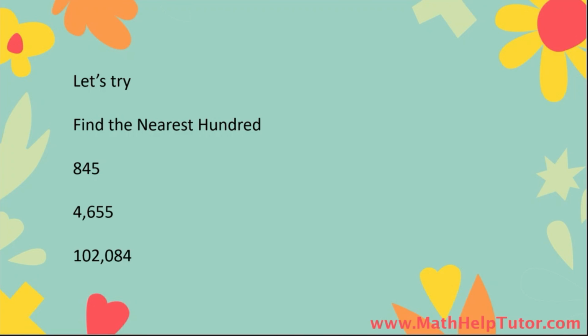Let's now try several numbers that have varying values, this time by drawing our own number line as a guide. Let's find the nearest hundreds for the three numbers below. For our first number, to find the nearest hundred for 845, we're concerned about this digit. This is the ones, this is the tens, this is the hundreds place. So first we draw our number line.